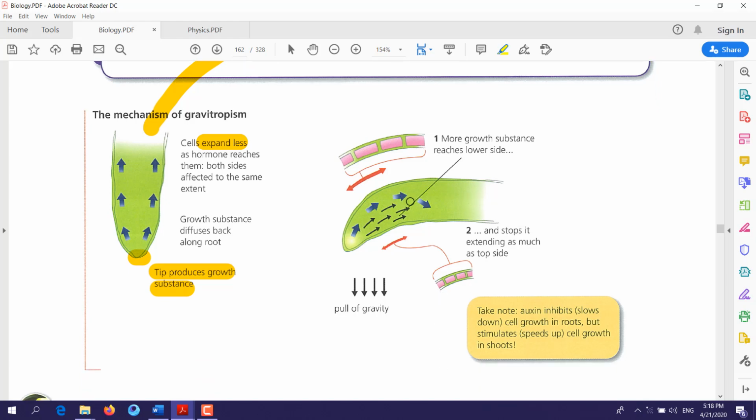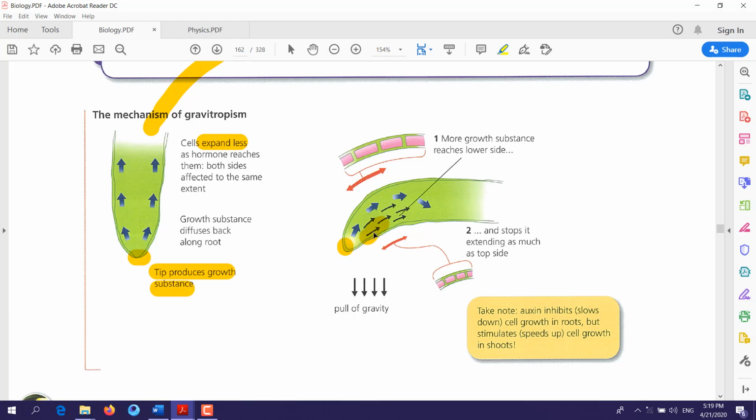Here you have a root. Here is the tip. When the tip produces auxin, this auxin will diffuse in the root. But what will happen? See, more growth substance reaches the lower side. So also focus on the arrows. It's not like here, where both sides get the same amount of auxin.